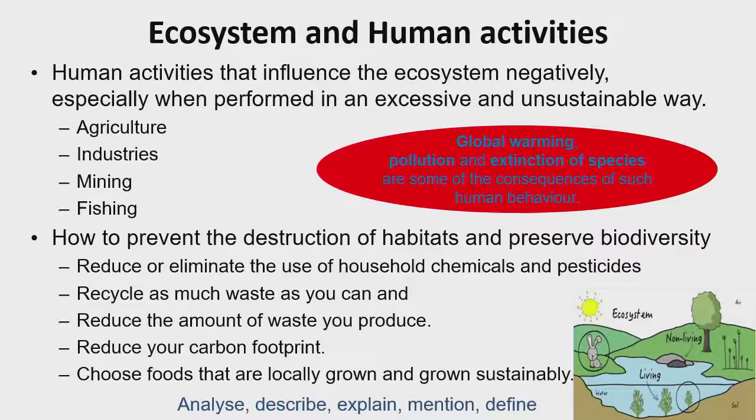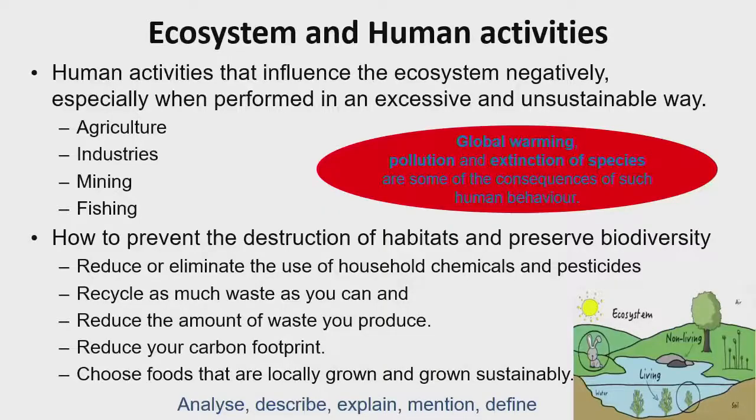Within this topic, which is ecosystem and human activity, you may be asked to analyze, describe, explain, mention, or define. You might be asked to define what the ecosystem is, or to mention how to prevent the destruction of habitat and preserve biodiversity, or to mention the human activities that can influence the ecosystem negatively. That can be agriculture, industries, mining, and fishing.